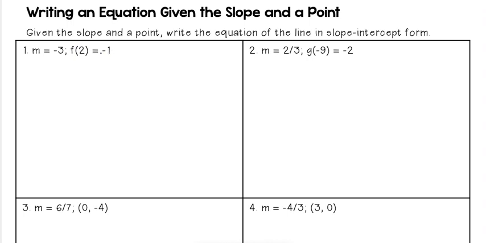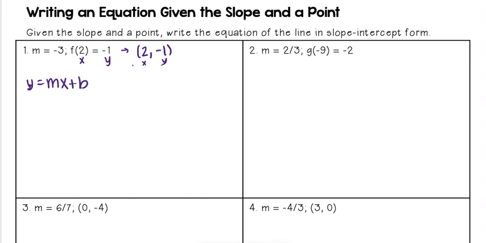Well, if we remember back to 3.3, whatever number's in the parentheses is really my x, and whatever it's equal to is really my y. So f of 2 equals -1 is the same thing as the point (2, -1). So remember, my x is first and my y is second. So now I can go ahead and plug that into my y equals mx plus b.